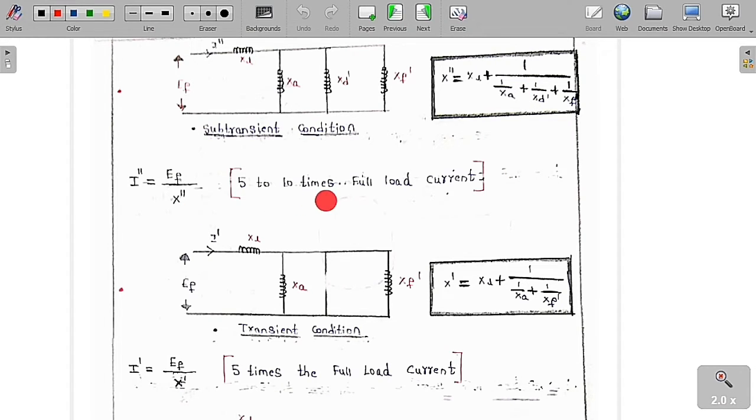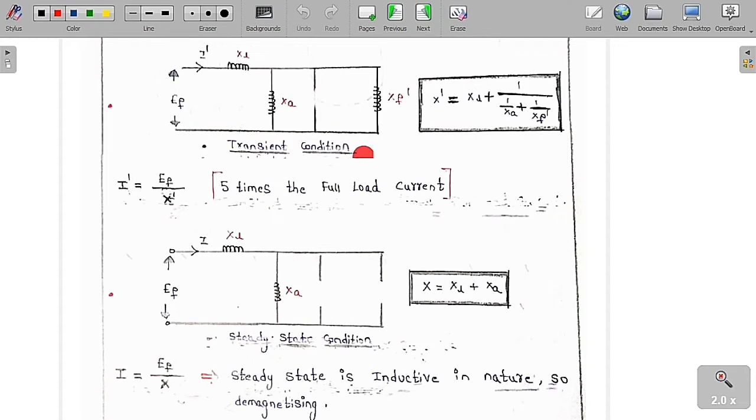It is 5 to 10 times the full load current. It is a very, very high value. So during the subtransient condition, whatever subtransient current you are going to get is very high, nearly 5 to 10 times the full load current. It is a huge magnitude.